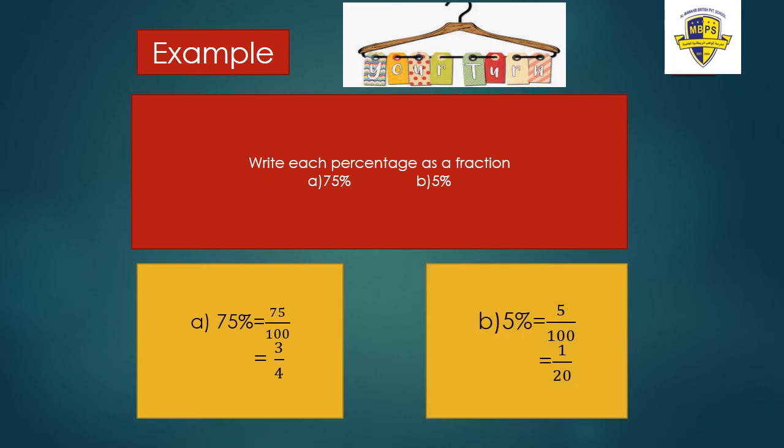B, we have 5%. How do we simplify it? We will write it as 5 over 100. Then we divide both of them by 5. We get 1 over 20.